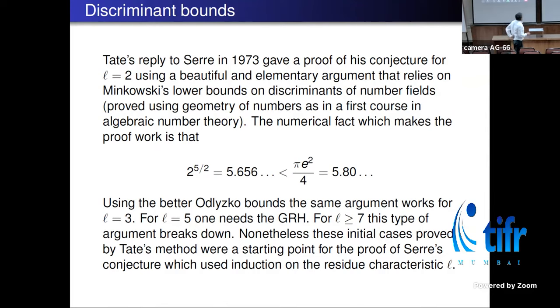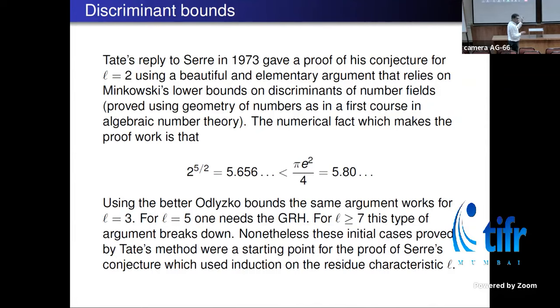So Serre observed that you can use Tate's argument for l equal to 3 using slightly better bounds on discriminants due to Odlyzko. For l equal to 5, Schoof and Brueggeman later proved similar statements, but after a while this argument just doesn't work. For l equal to 7, for example, there's no way this kind of argument can work. And nonetheless, these initial cases proved by Tate were a starting point for our proof of Serre's conjecture.